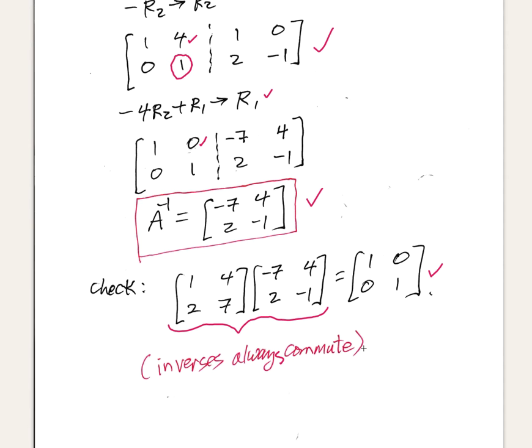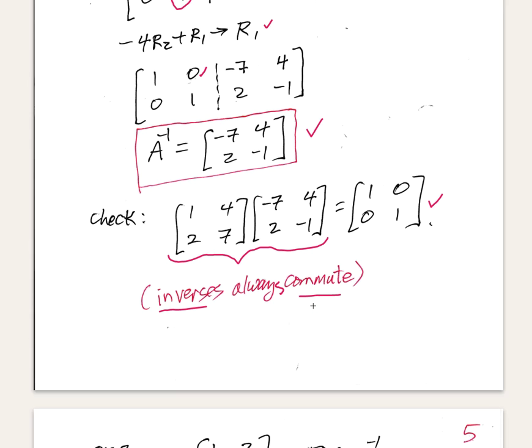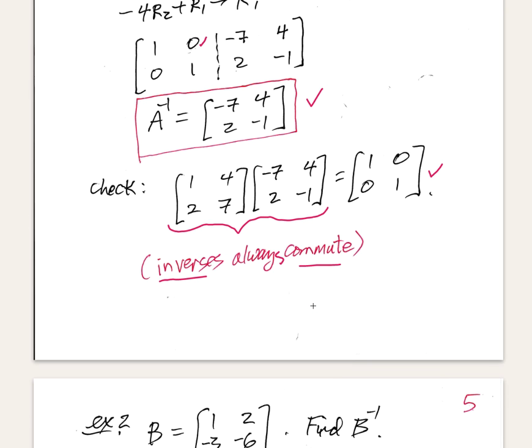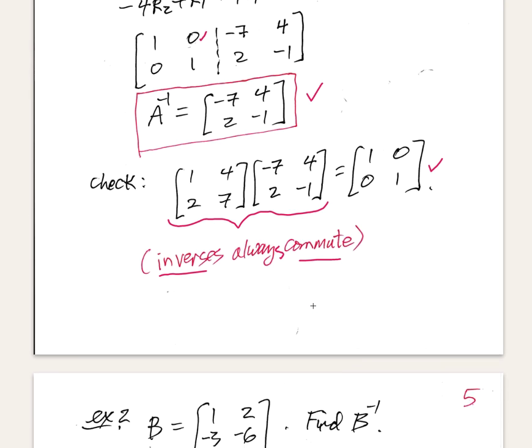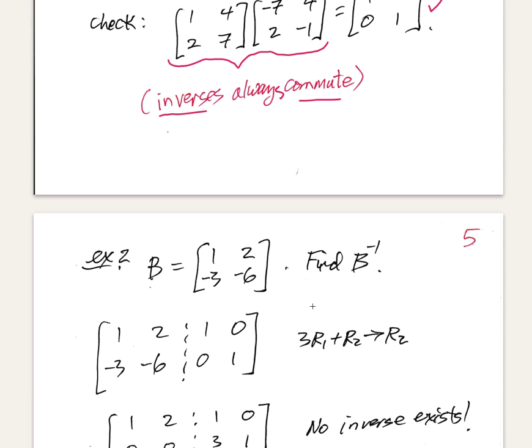You don't need to prove it or anything. In fact, it's beyond the purview of this course. But inverses always commute. Okay, inverses always commute. So if I was to change the order of these two and multiply, I know I would still get 1, 0, 0, 1. Okay, so if it's an inverse on one side, it's the inverse on the other side. Left inverses are right inverses.